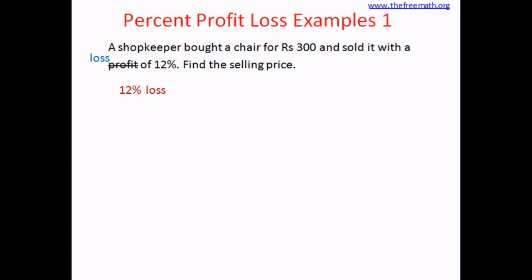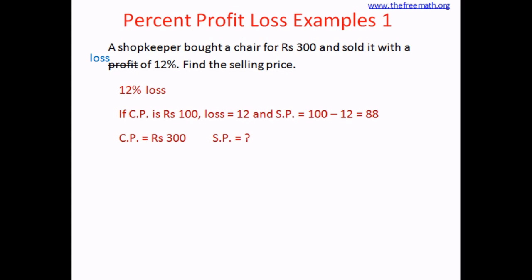So let's write it down. If CP is 100 rupees, loss is 12. That means SP, selling price, is going to be less than the cost price. That means 100 minus 12 equals 88. So if CP is 100 rupees, SP is 88. If CP is 300, what is SP? You can write the ratio of CP to SP as 100 to 88 and 300 to what? Or you can write the ratios in terms of fractions like this: 100 over 88 equals 300 over S. S is the selling price here.